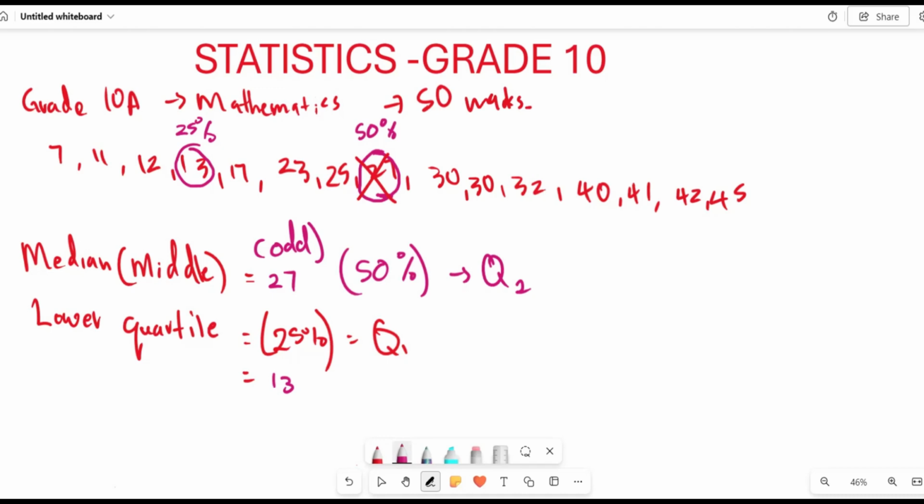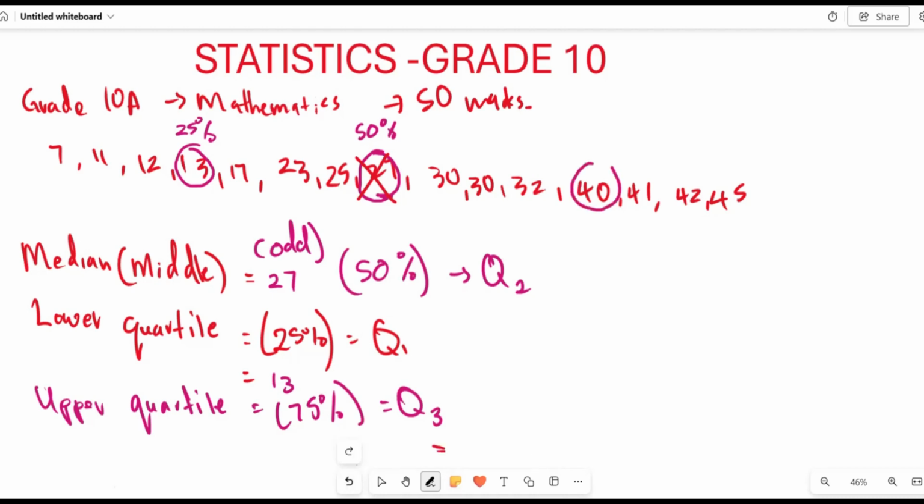Then we can come back and look at the 75th percentage of this data, which is what we call our upper quartile. The upper quartile represents the 75% of the data. It's also regarded as our Q3. So our upper quartile in this case is 1, 2, 3, 4, 5, 6, 7, and the middle term from these 7 terms is going to be 40. So 40 is the upper quartile of this particular data altogether.